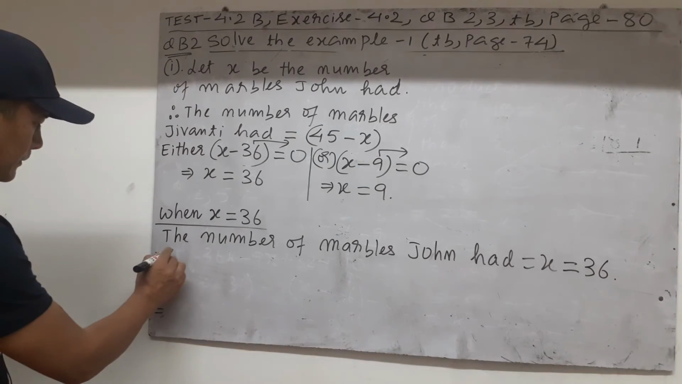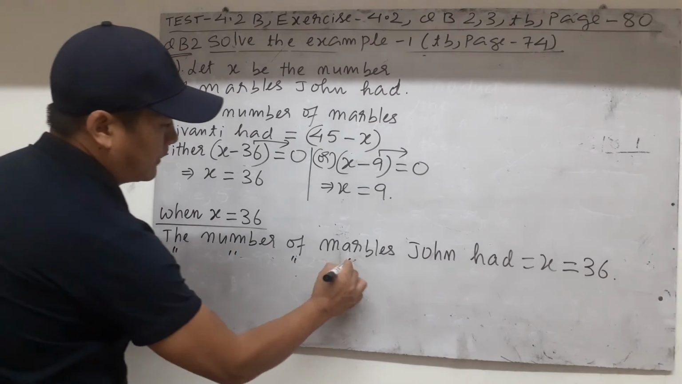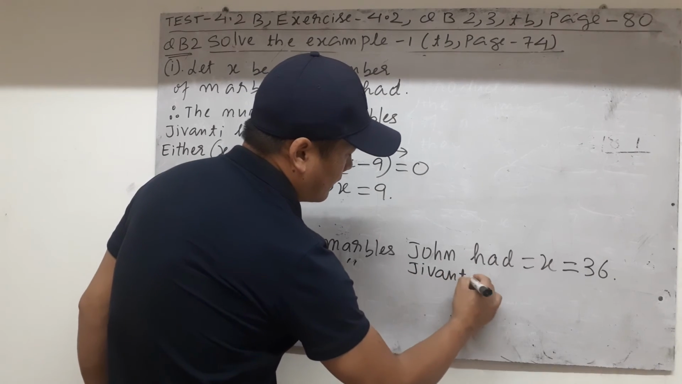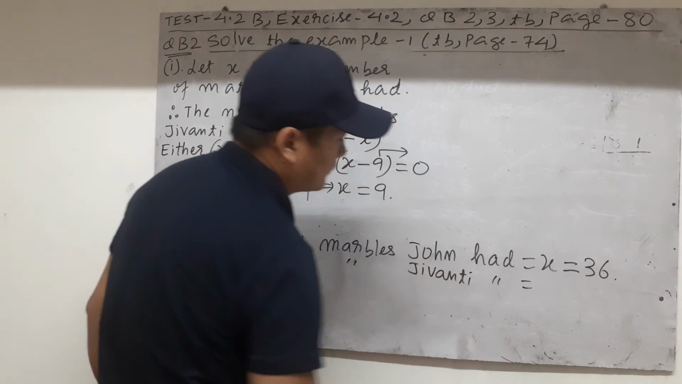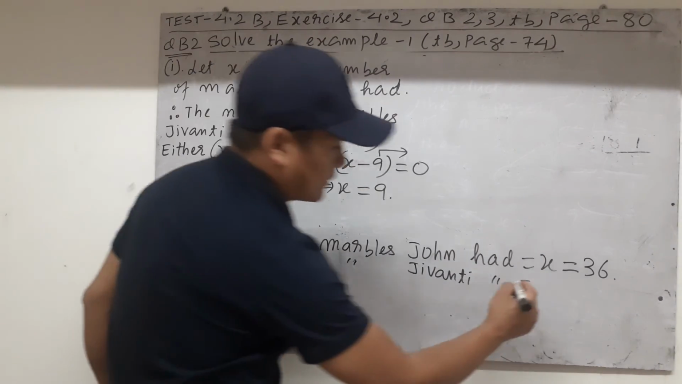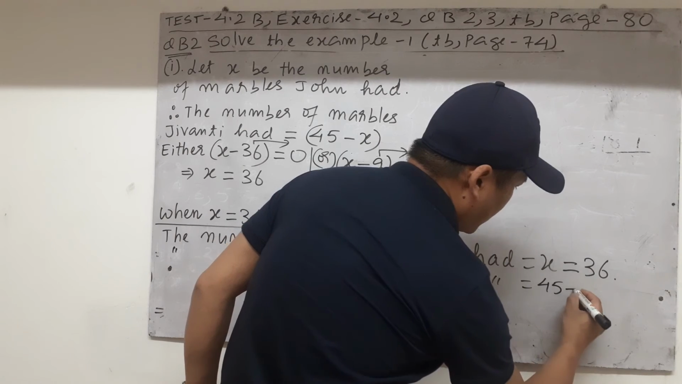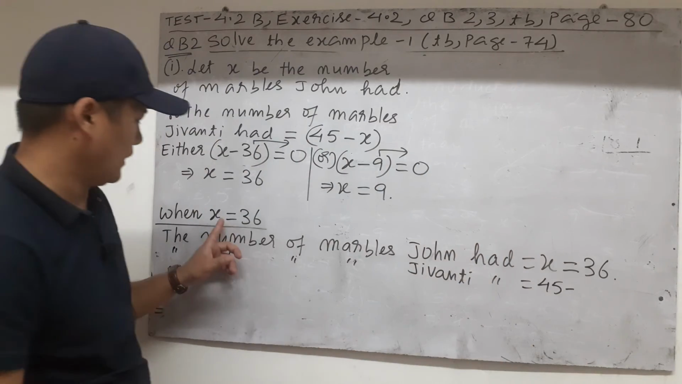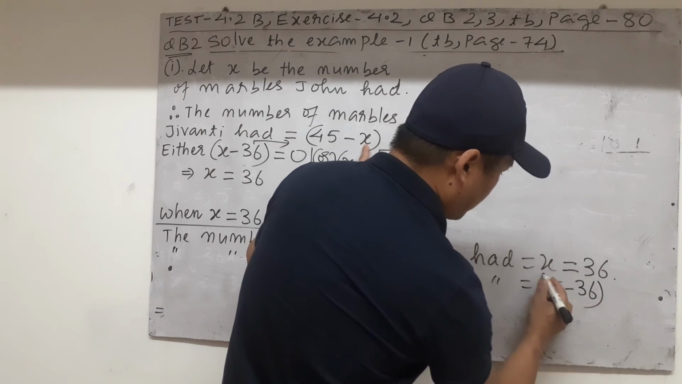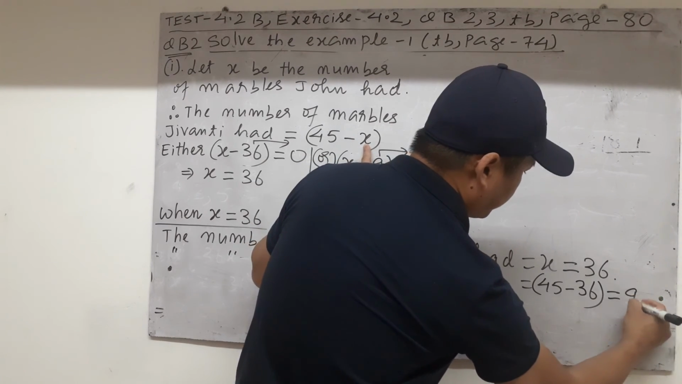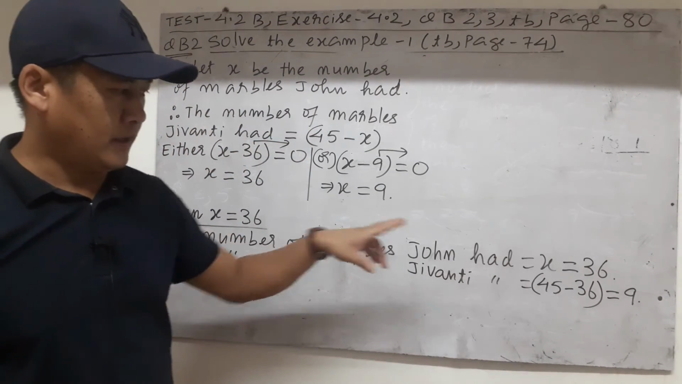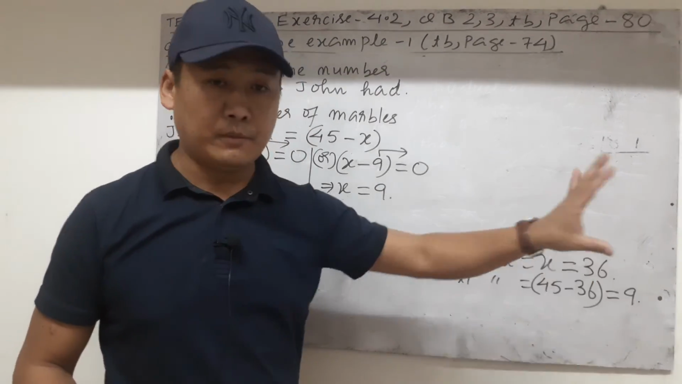Then the number of marbles the other boy, Givanti, had will be equal to 45 minus x. Originally 45 minus x, and when we're taking x as 36, then this x has to be replaced by 36. So 45 minus 36 is 9. So when x is 36, John had 36 marbles, Givanti had 9 marbles.